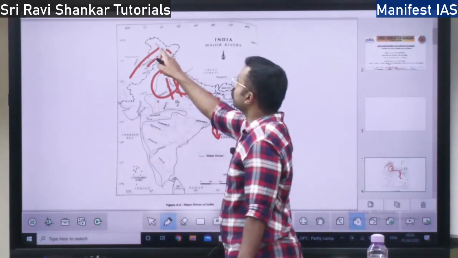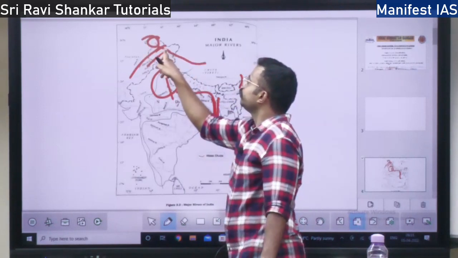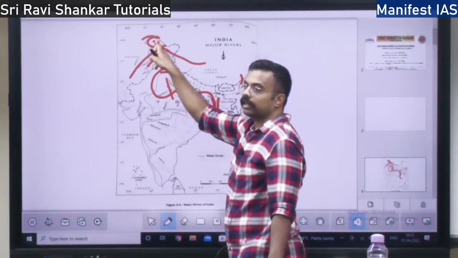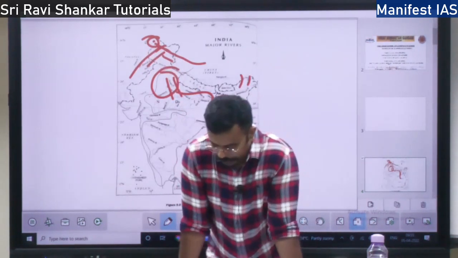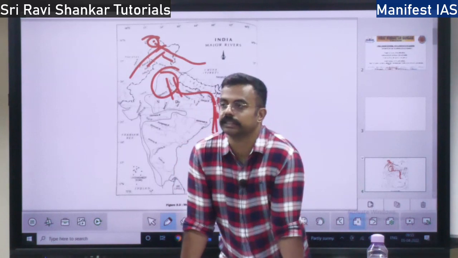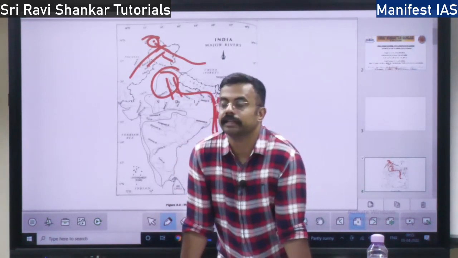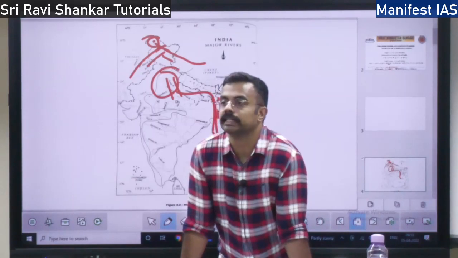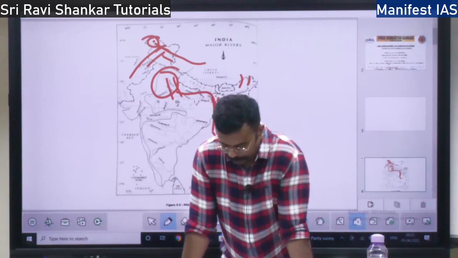So it cuts the Ladakh range and flows into the Gilgit-Baltistan region, between Ladakh and Zanskar. That is, which is under Pakistan-occupied Kashmir today, right? And later, it flows into the Dardistan region in Pakistan. So it enters Pakistan in the Dardistan region.